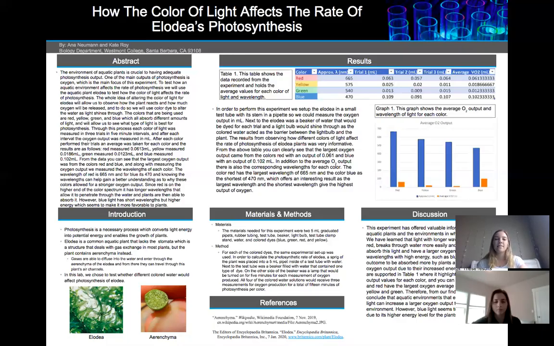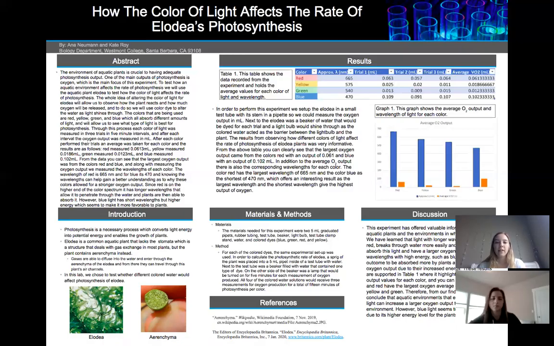Materials and methods. The materials we used for this lab were two 5 milliliter graduated pipettes, rubber tubing, a test tube, a beaker, a light bulb, a test tube clamp stand, water, and colored dyes. We used blue, green, red, and yellow. In the method portion of this lab, for each of the colored dyes, we used the same experimental setup.